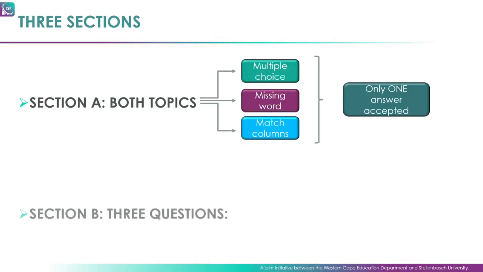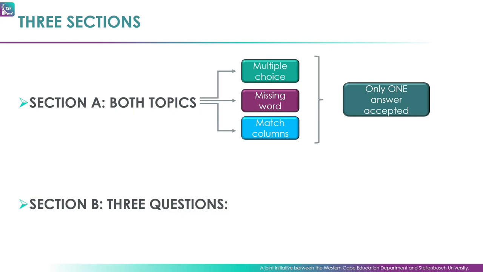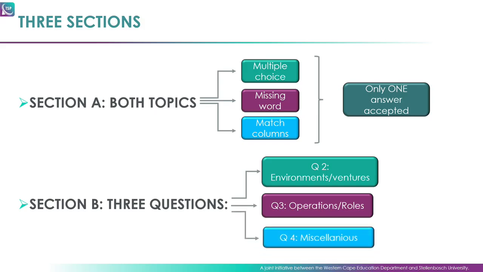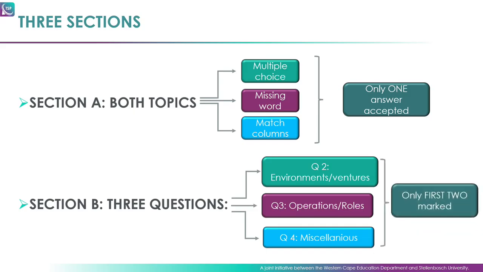All right, section B. In section B, you have 3 questions. You have to choose 2 of those questions. In your paper 1, question 2 is environments, as I mentioned earlier, and in paper 2, it's ventures. Question 3 is operations in paper 1 and roles in paper 2, and then your miscellaneous question is obviously a combination of both. So you have to choose 2 out of those 3 possible questions.